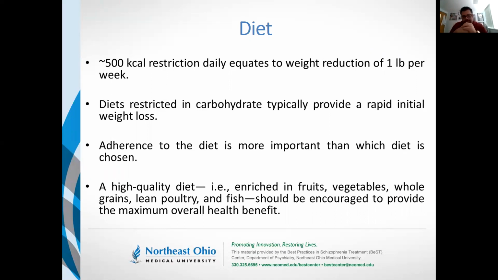Diets restricted in carbohydrates typically provide a rapid initial weight loss. Adherence to the diet is more important than which diet is chosen. And recent studies do show that there are many diets. There's the beach diet, the keto diet, the Atkins diet, but the Mediterranean diet seems to be on everybody's top list, linked with a lesser chance of mortality and morbidity, and less likely to result in heart disease. A high quality diet, for example, enriched in fruits, vegetables, whole grains, lean poultry, and fish, should be encouraged to provide the maximum overall health benefit.